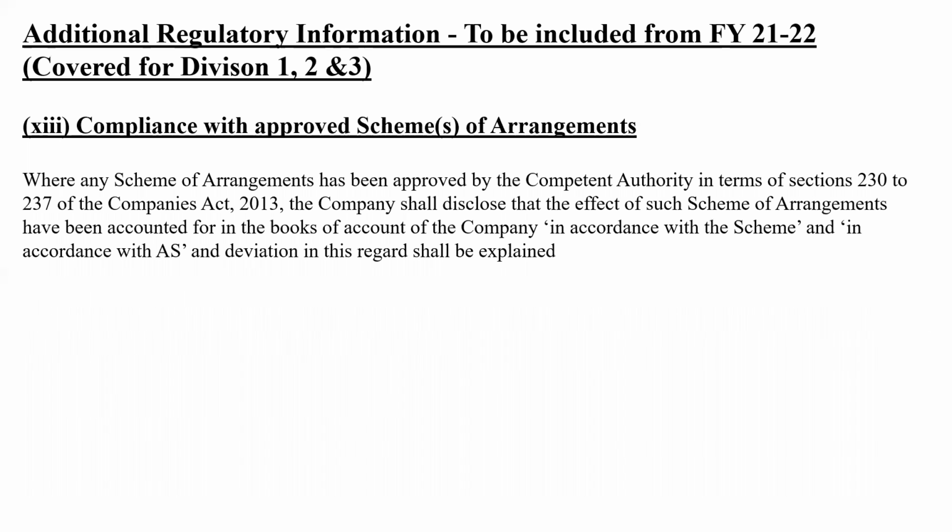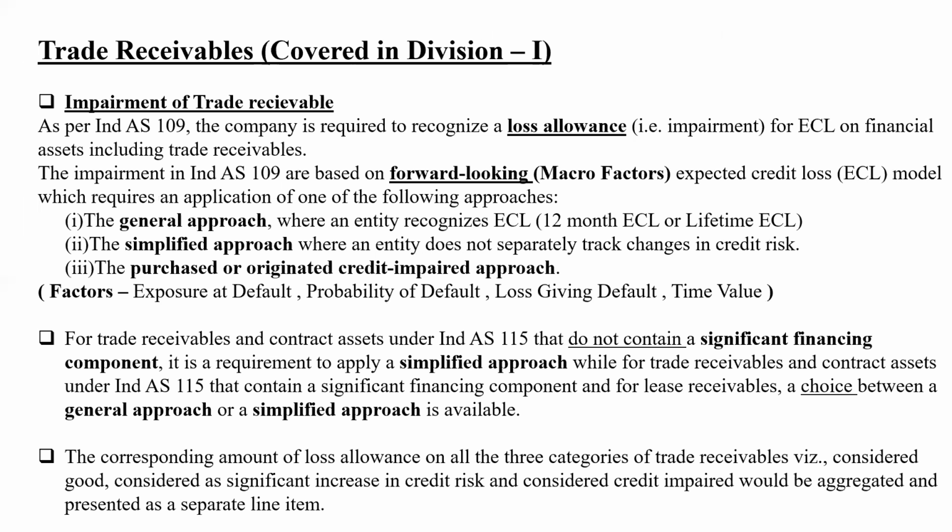Now, compliance with the approved scheme of arrangement. Where any scheme of arrangement has been approved by the competent authority in terms of sections 230 to 237, that shall be disclosed separately, and whether it is accounted in the books of the companies or not. It is to be checked that it is in accordance with the scheme, and in accordance with AS or Ind AS, and if there is any deviation, that has to be explained.